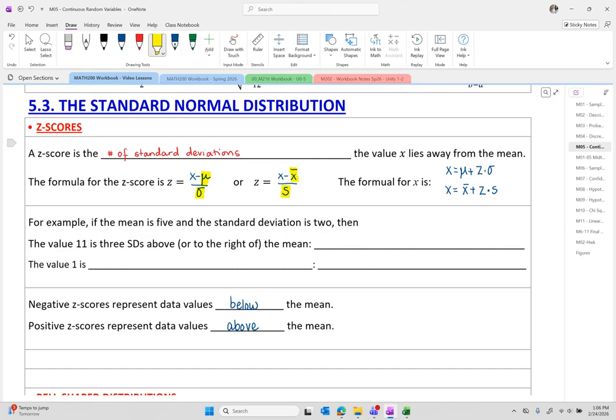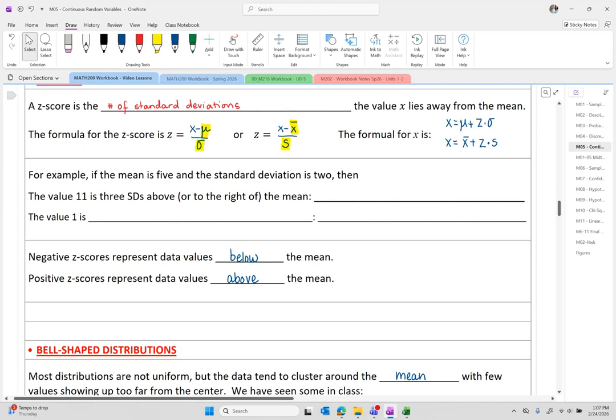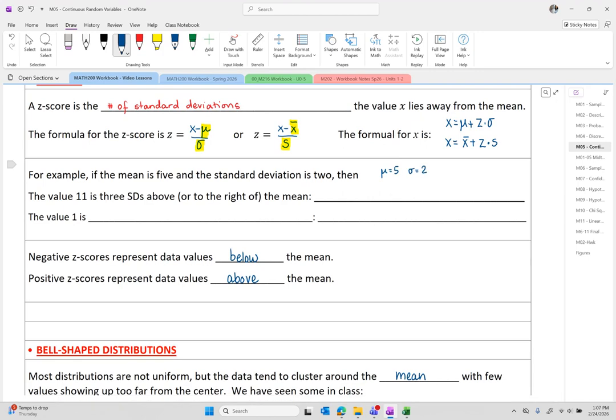Another way to use the z-score is to have the distance in standard deviations from the mean and find x. The way we do that is we have the mean and we add z times the standard deviation. For example, if the mean is 5 and the standard deviation is 2, so mu is 5 and sigma is 2, or x bar is 5 and s is 2.